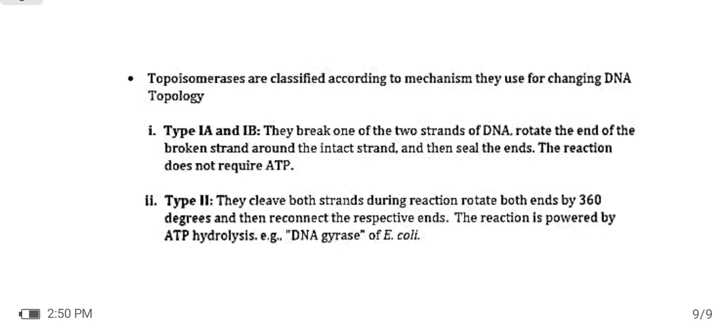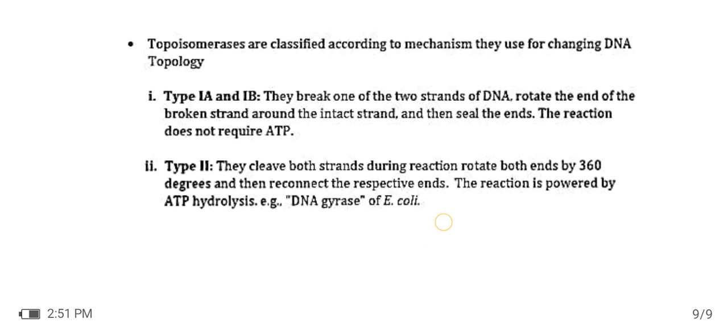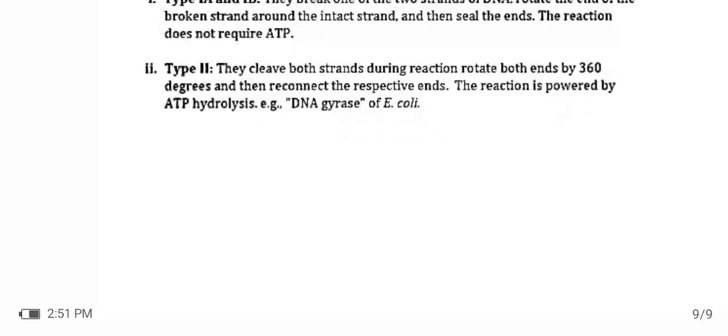Topoisomerases are classified according to the mechanism they use for changing DNA topology. Type 1A and 1B break one of the two strands of DNA, rotate the end of the broken strand around the intact strand, and then seal the ends. The reaction does not require ATP. Type 2 cleave both strands during the reaction, rotate both ends by 360 degrees, and then reconnect the respective ends. The reaction is powered by ATP hydrolysis, for example DNA gyrase of E. coli.